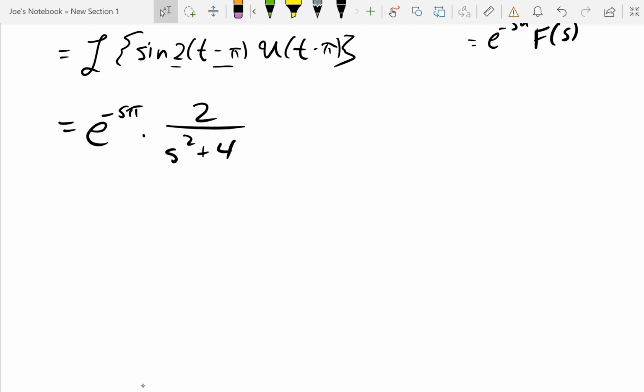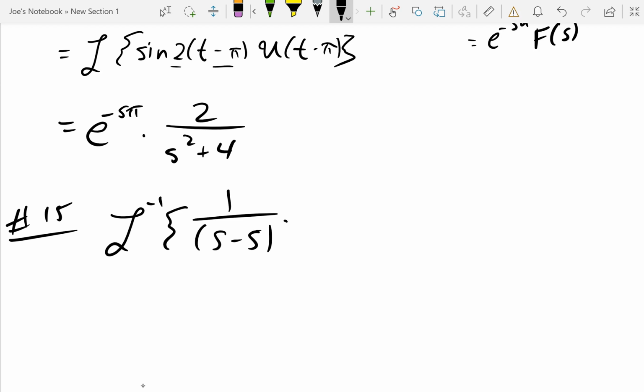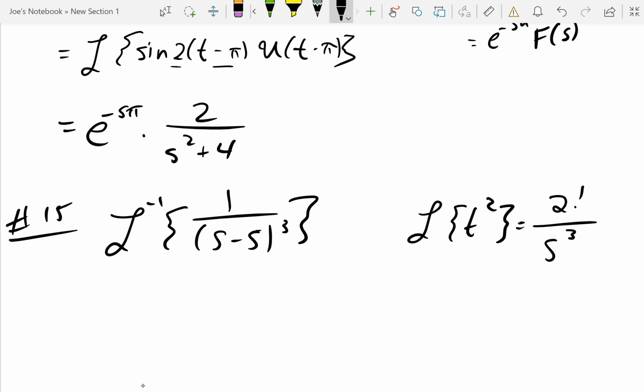If we look at, say, something like number 15, same page, we want to do the inverse Laplace transform of 1 over (s minus 5) cubed. Well, in this case, we notice that the basic form of this is 1 over s cubed. Now remember, the Laplace transform of t squared would be 2 factorial over s cubed. So to do the inverse Laplace transform here, I notice that I need a t squared, but I'm going to adjust for this 2 that would be in the numerator. So we would have a 1/2 t squared.